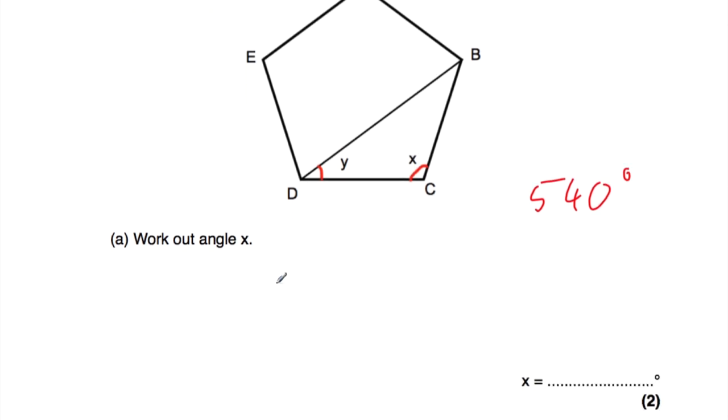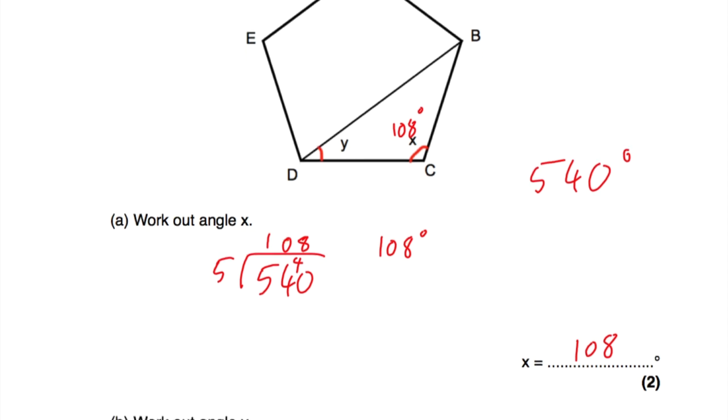So let's do that. So we'll do 540 divided by 5. So 5 goes into 5 once. 5 doesn't go into 4, so that's 0 remainder 4. And how many 5s go into 40? That's 8. So that means that each interior angle of the regular pentagon is 108 degrees. And X is one of those interior angles, so X is 108 degrees.